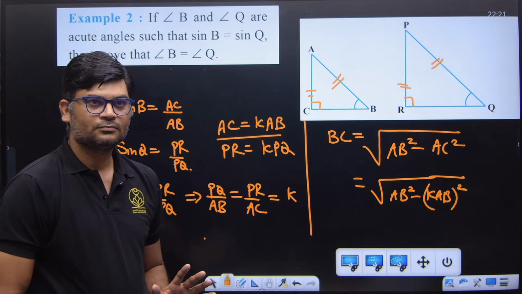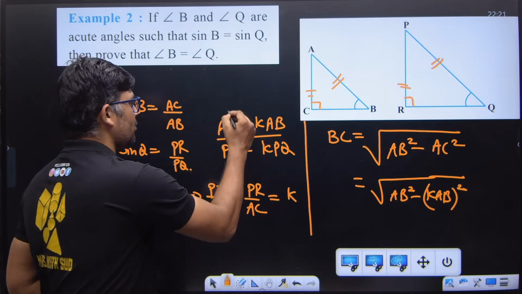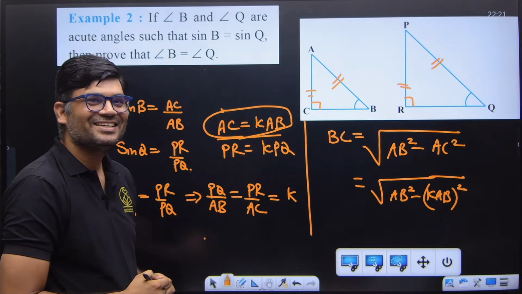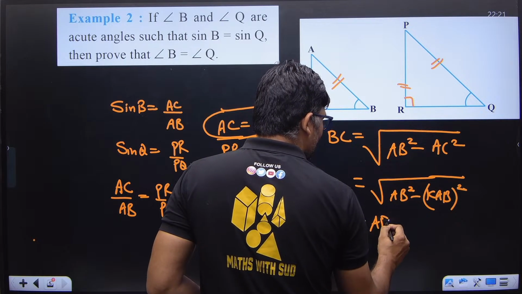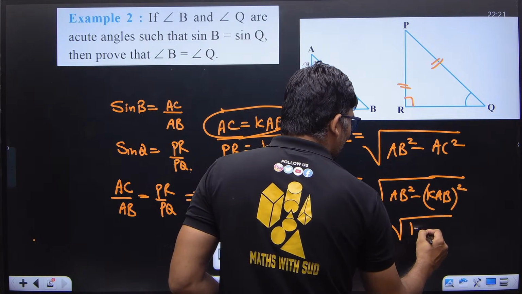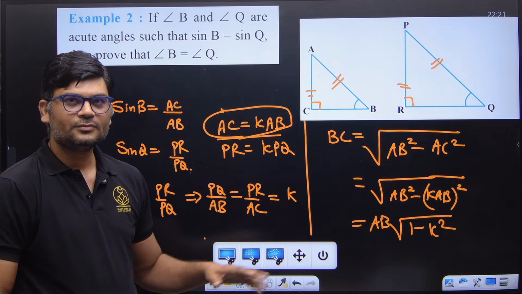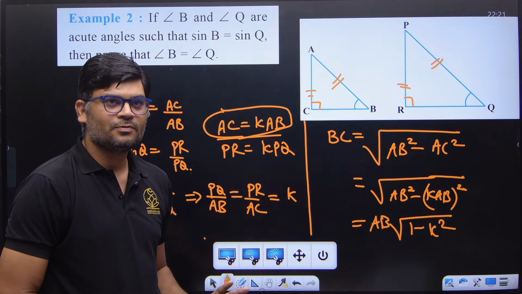But how is KAB AC? I already made it. So I can take AB outside, and inside I can write 1 minus K square. Are you getting it? BC I am writing as AB times 1 minus K square.